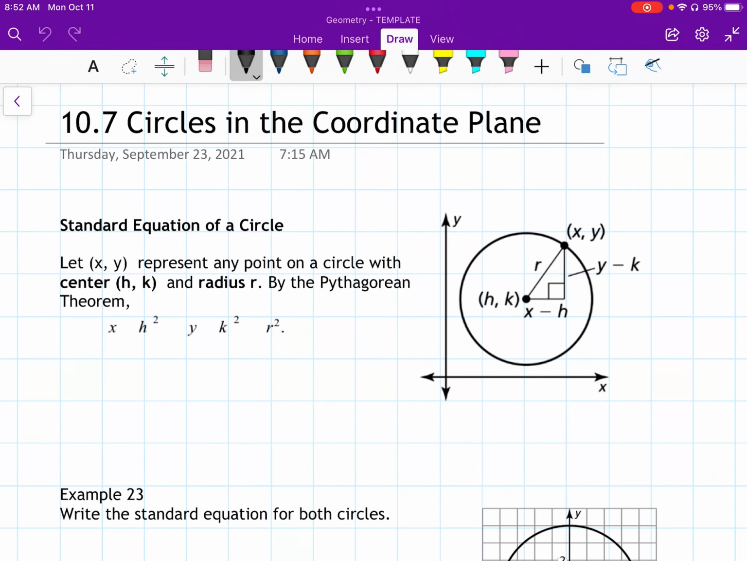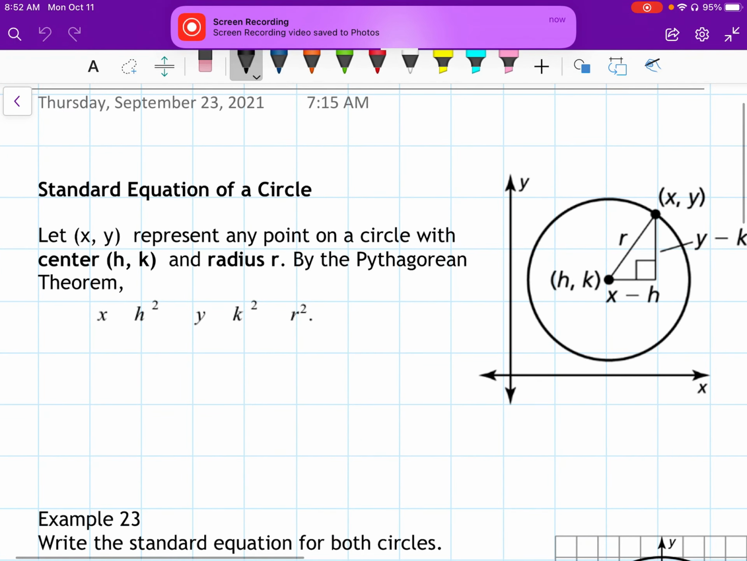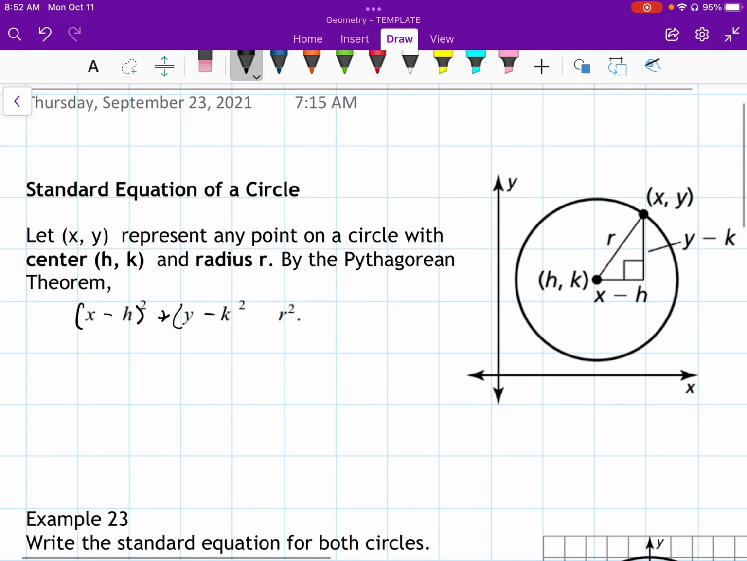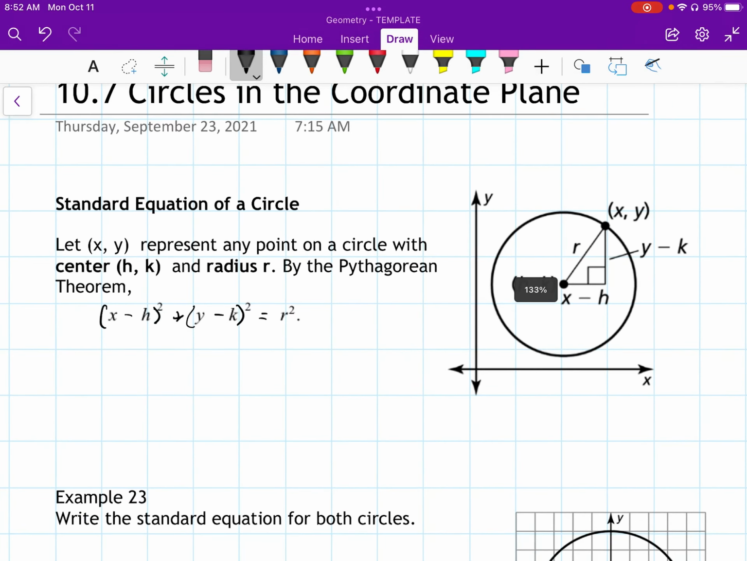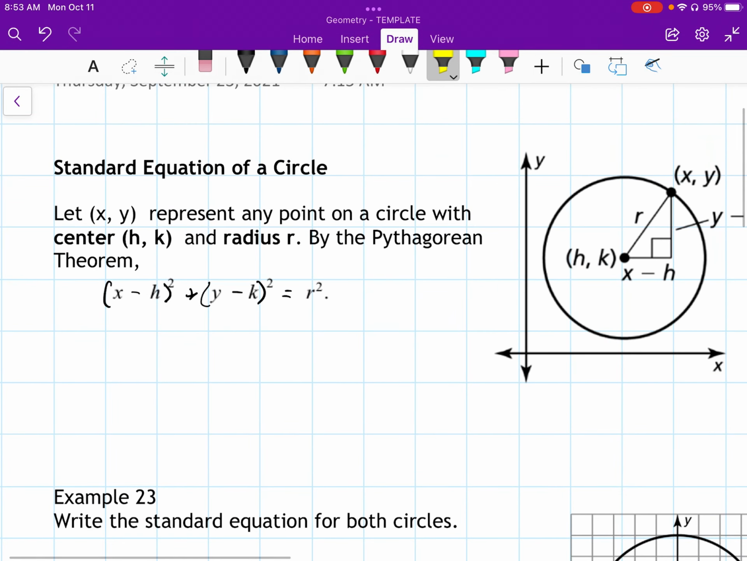All right, 10.7, circles in the coordinate plane. So starting off, we're doing equations of circles here. This formula would be x minus h squared plus y minus k squared equals r squared. You can kind of see how that would tie in with the Pythagorean theorem there. (h, k) is our center. And notice that there's a negative symbol in our formula.